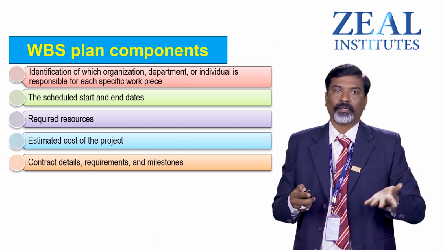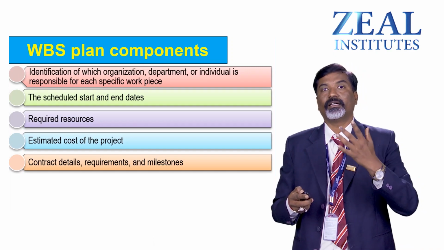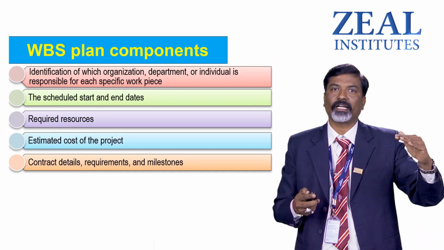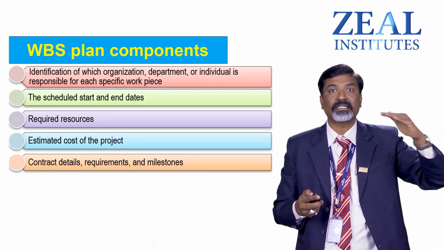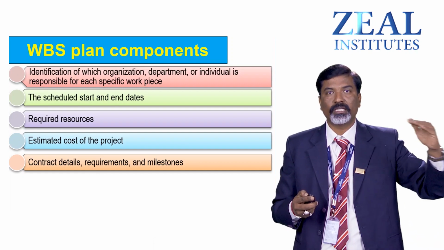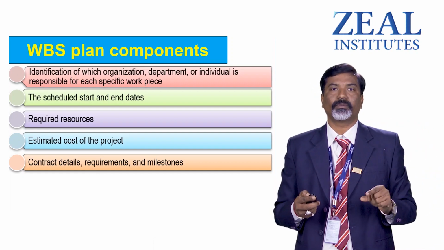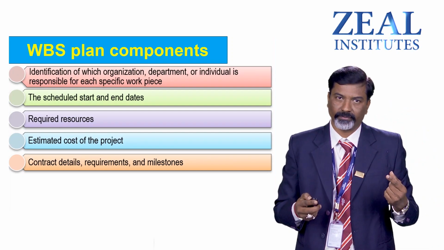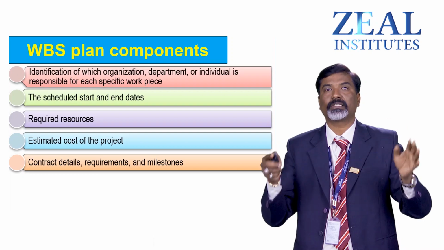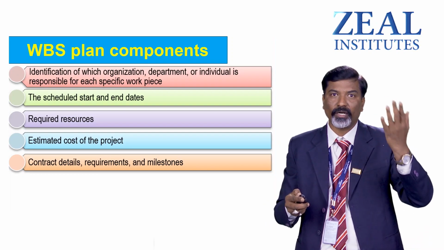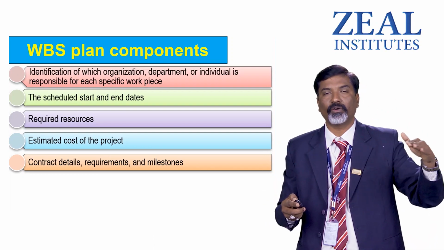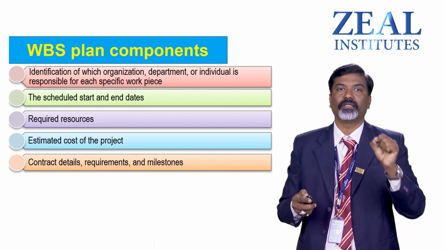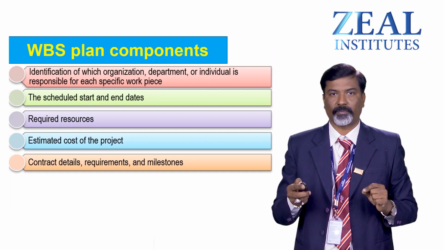Then contract details, requirements and milestones. For the activities we are performing, whether that activity has achieved a standard benchmark or not, to check that, we need to prepare some benchmark standards. For that purpose, we need to collect some requirements and prepare some contract details. So what is expected, what level of standardization you can achieve, that also you have to mention in the work breakdown structure plan.